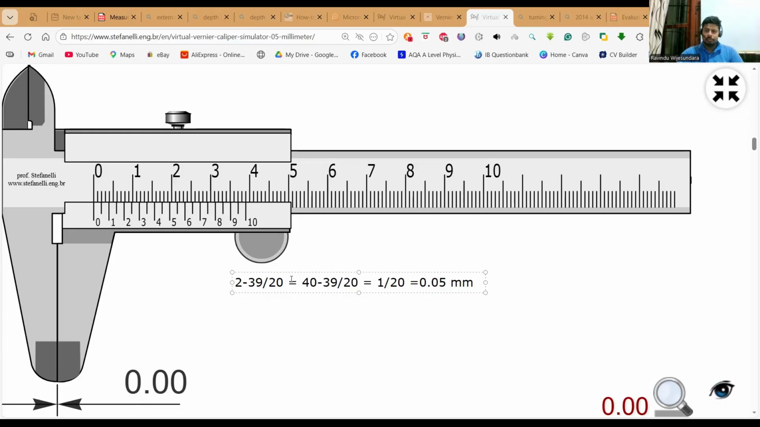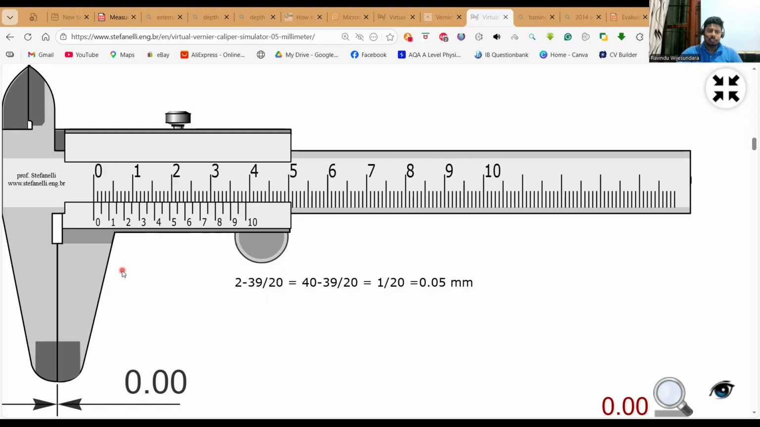So this is how it is being done, right? You can refer to this video again if you didn't get it the first time. Now in this demonstration, you can actually drag this vernier caliper.